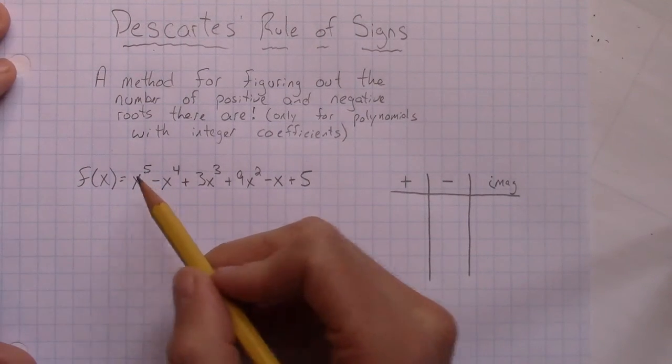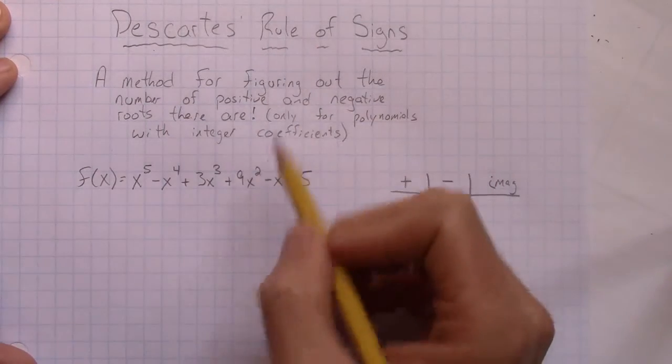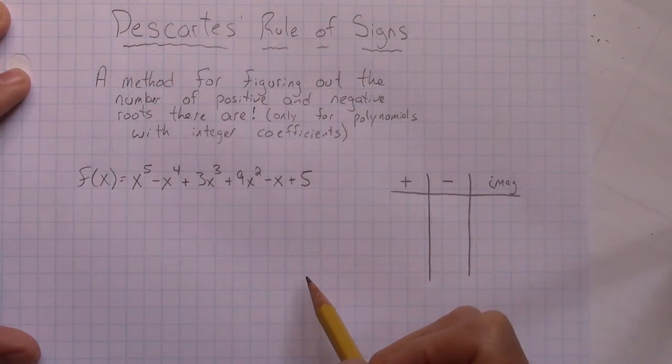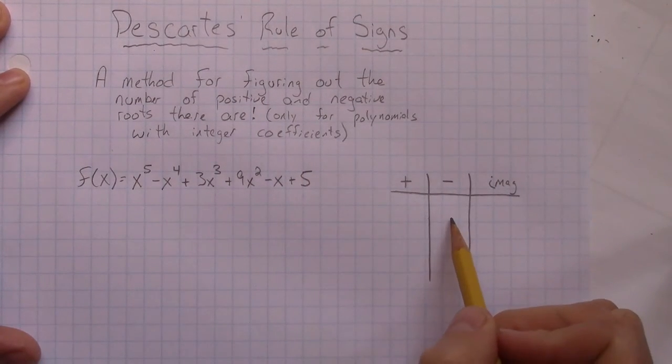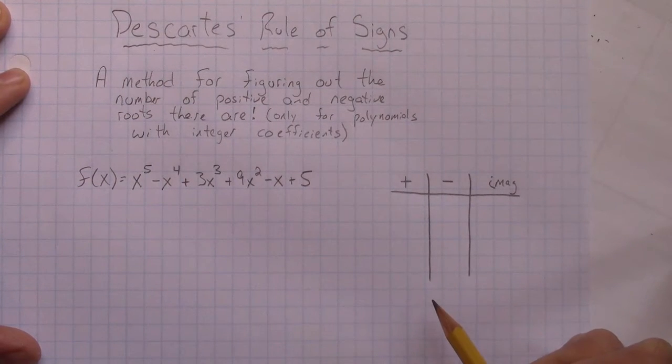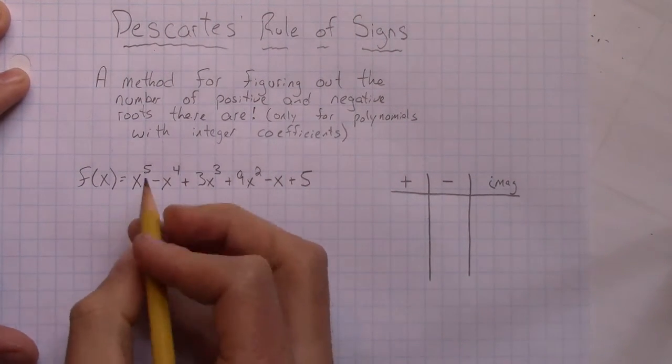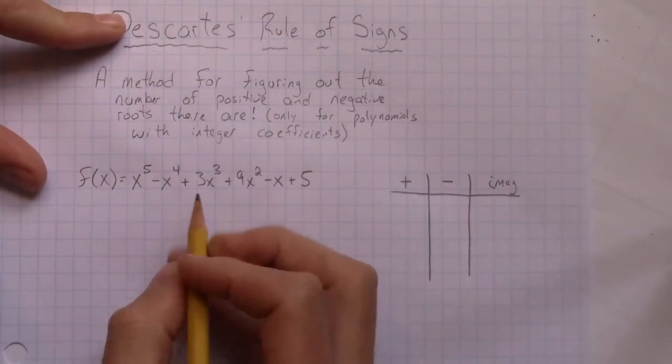That's the first clue. The second clue I'm going to use is Descartes' rule of signs, and that's going to tell me how many positive roots there will be, how many negative roots there will be, how many imaginary roots there will be. All right? So this is what you do. It's the rule of signs. So we're talking about sign, like positive, negative.